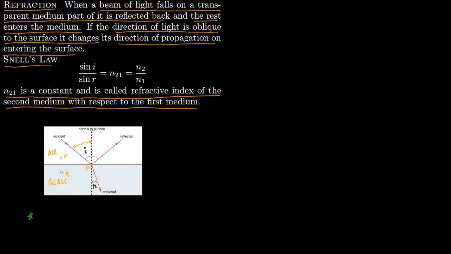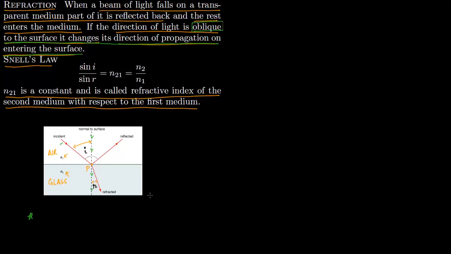Now I want to make an important remark here. If the light enters normal to the surface, so light enters like this, then it will go straight through. There is no refraction. Therefore we say that the direction of light is oblique to the surface. If it is oblique, it changes its direction of propagation on entering the surface. So this light here is oblique, it enters and changes the direction of propagation. But normal to the surface is not oblique. So normal to the surface remains normal and it does not change its direction of propagation. So this word oblique is important here.